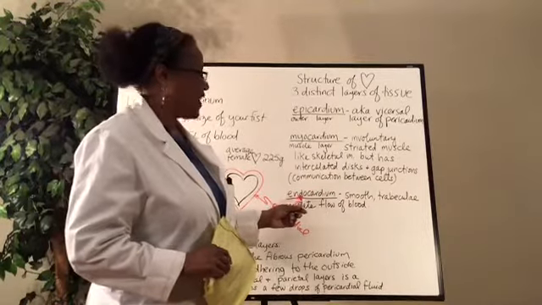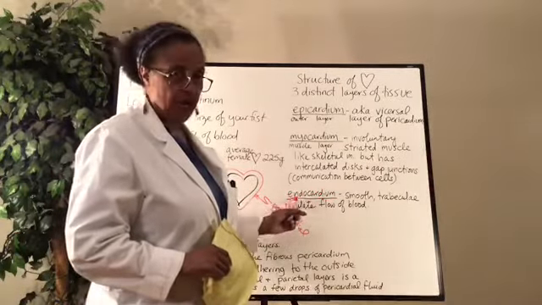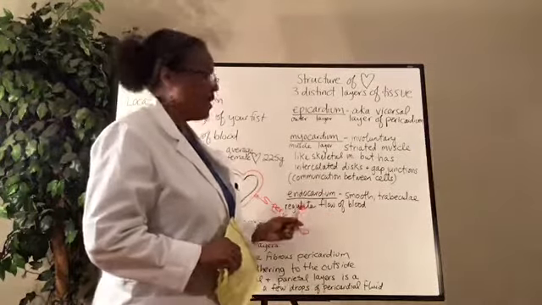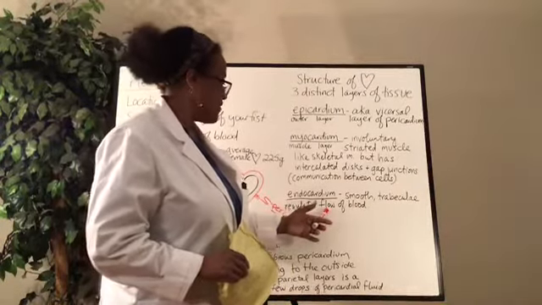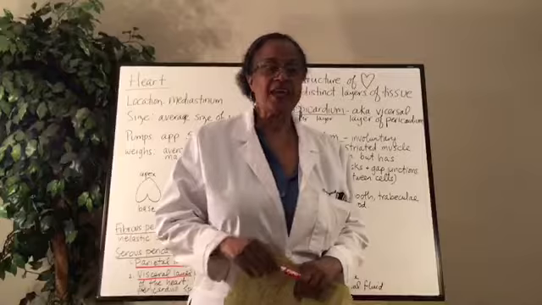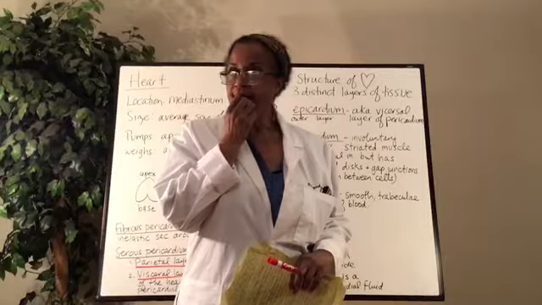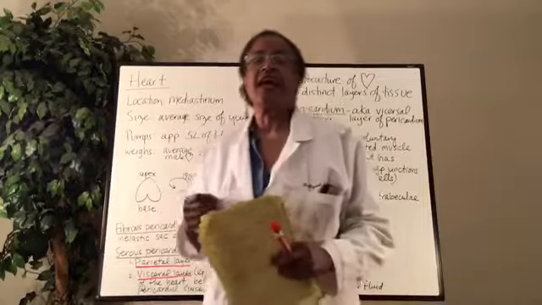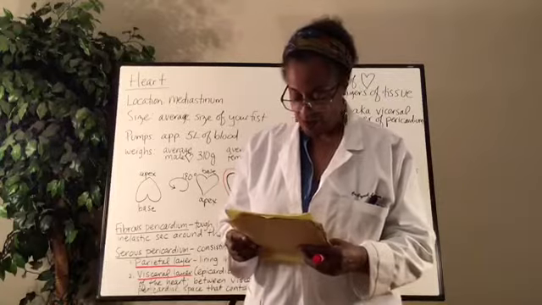Endo meaning inside or the inner layer of the heart. Endocardium, inner layer of the heart, is a smooth trabeculae type of inner layer, and it regulates the flow of blood. So you have the endocardium, a smooth trabeculae. So when we say trabeculae, we can say it's kind of lacy looking. And you can see this in your text. And it allows for a smooth flow of blood in the heart muscle.